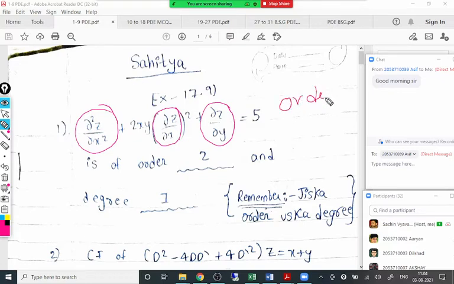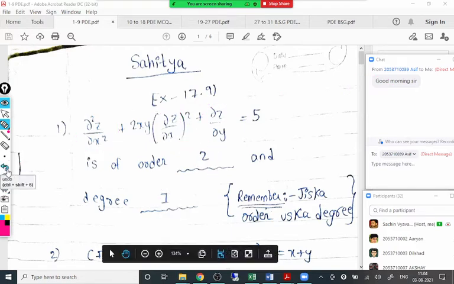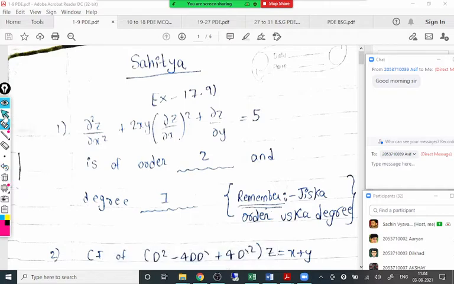So we get order first. The order is the highest order differential coefficient. And then the power of that highest order differential coefficient is the degree. Now ∂²z/∂x² raised to nothing is written, which means it is raised to 1, and that becomes the degree. So the degree is 1 and the order is 2, and that's written correctly. So it is a second order and first degree differential equation. That way we write order and degree.